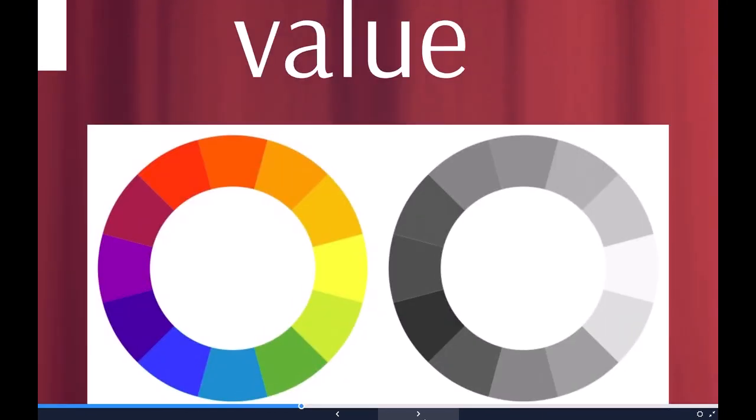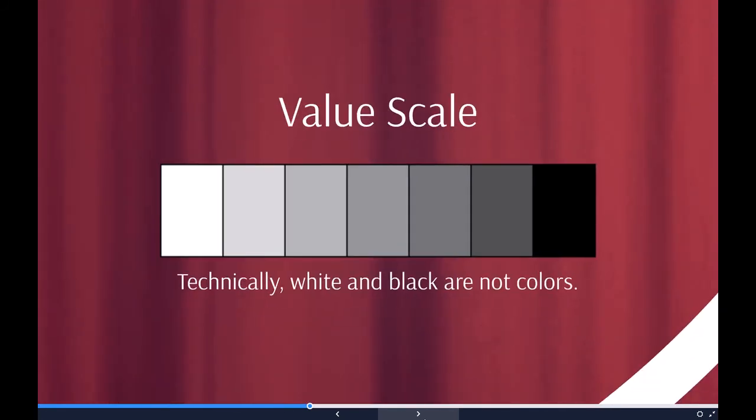Value is about black and white, and color is about hue. These 2 pictures here, on the left, represent hue, and on the right, the value of those same colors. This is a value scale. Technically, white and black are not colors, but they are values. In the general world, we very regularly talk about white and black as being colors, and there's nothing wrong with that. But when we get technical, we talk about white and black not being colors, but rather being values.